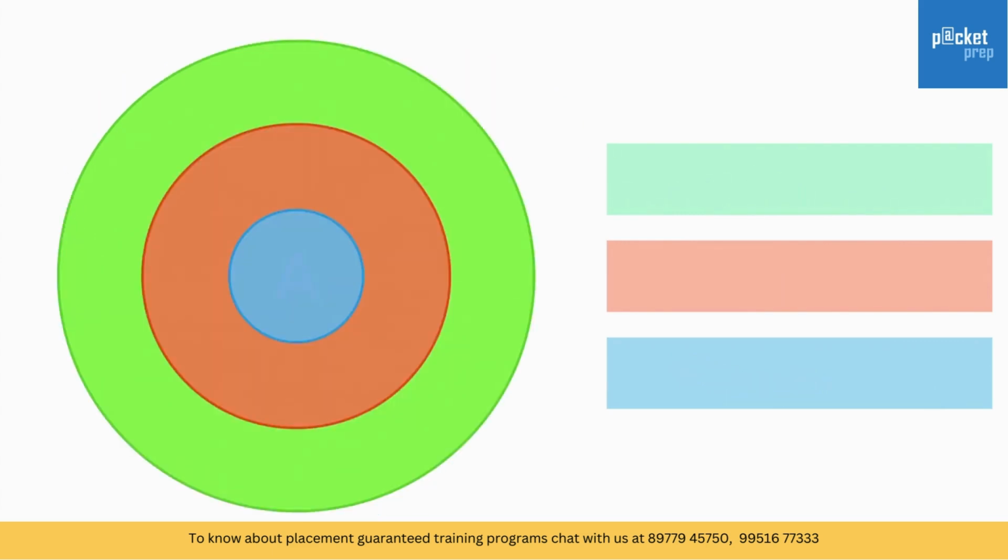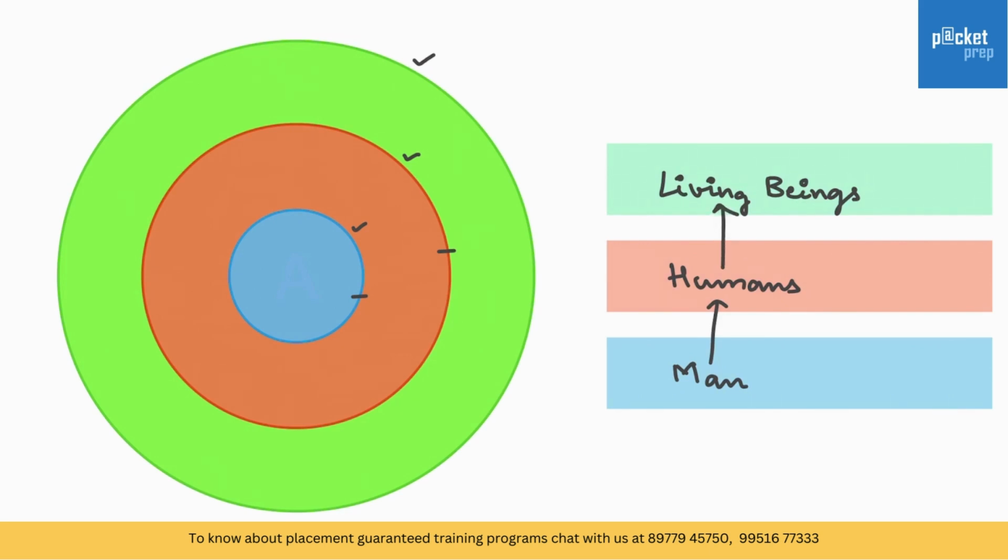Now look at this. Here we have a superclass, inside that a subclass, and inside that another subclass. So think of an example for that. Alright, I hope you have an answer. For the highest class, let me give living beings. For the first subclass, humans. And for the internal subclass, man. It's pretty clear. All men are human beings. All human beings are living beings.